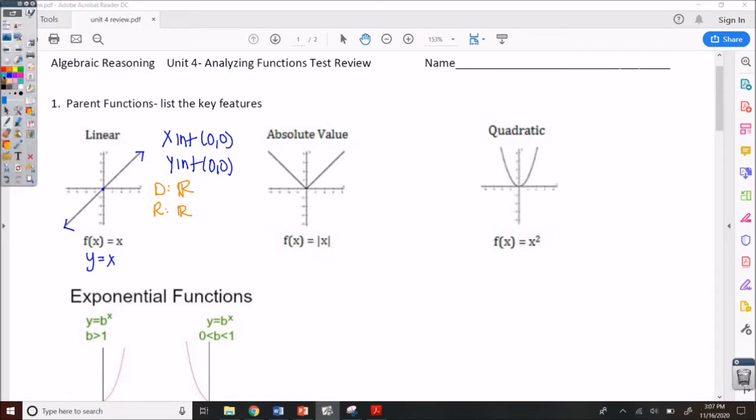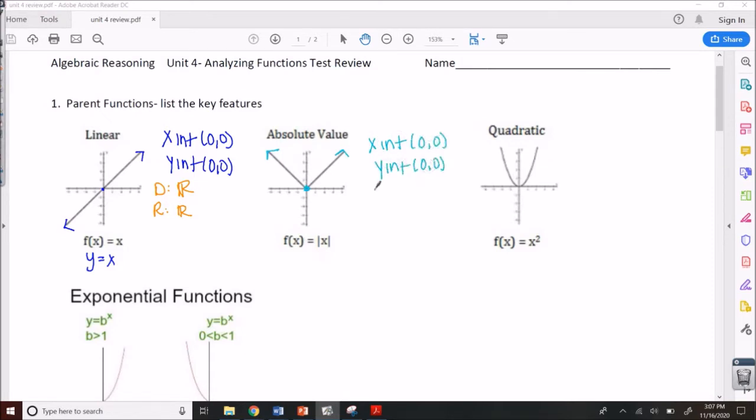Okay, so moving over to absolute value, again, I'm going to add arrows on the end of this. I do have x and y intercepts again here at the origin. And that is also called my vertex. This specific one, the absolute value of x, or y equals the absolute value of x, is going to have a minimum at the vertex. I don't have asymptotes or anything like that on this one.